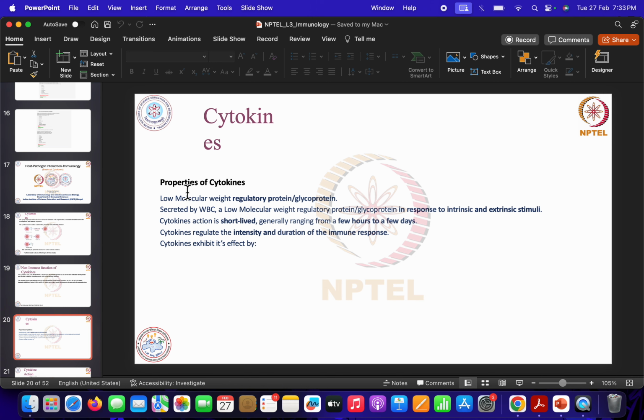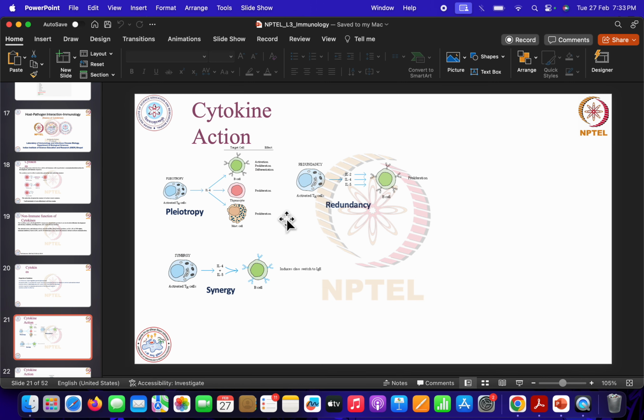So about the cytokines, these are low molecular weight regulatory proteins or glycoproteins secreted by WBCs in response to intrinsic and extrinsic stimuli. Cytokine action is short-lived, generally ranging from a few hours to a few days. Cytokines regulate the intensity and duration of the immune response. Cytokines exhibit their effect through these kinds of actions. So it has a pleiotropy nature.